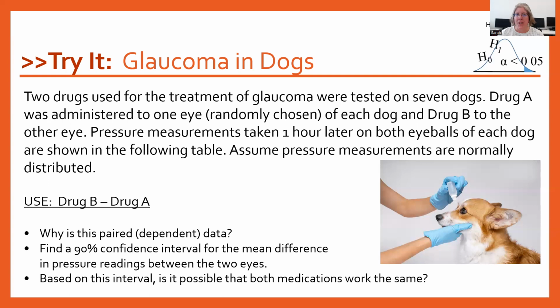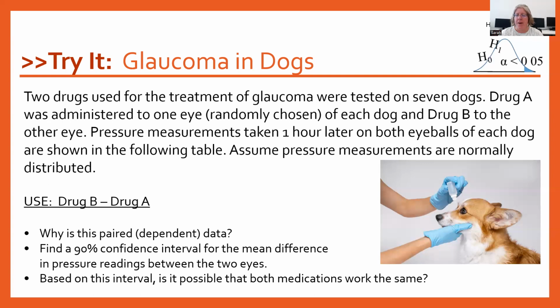All right, so the first question you were working on is, why is this paired or dependent data? The answer to that, there's a couple ways we can work through this. The first one is that for each dog, we have 2 measurements recorded. So we have the eye pressure from the eye that got drug A, and then the pressure from the eye that got drug B. So we do have 2 pieces of information or data for each of our subjects.